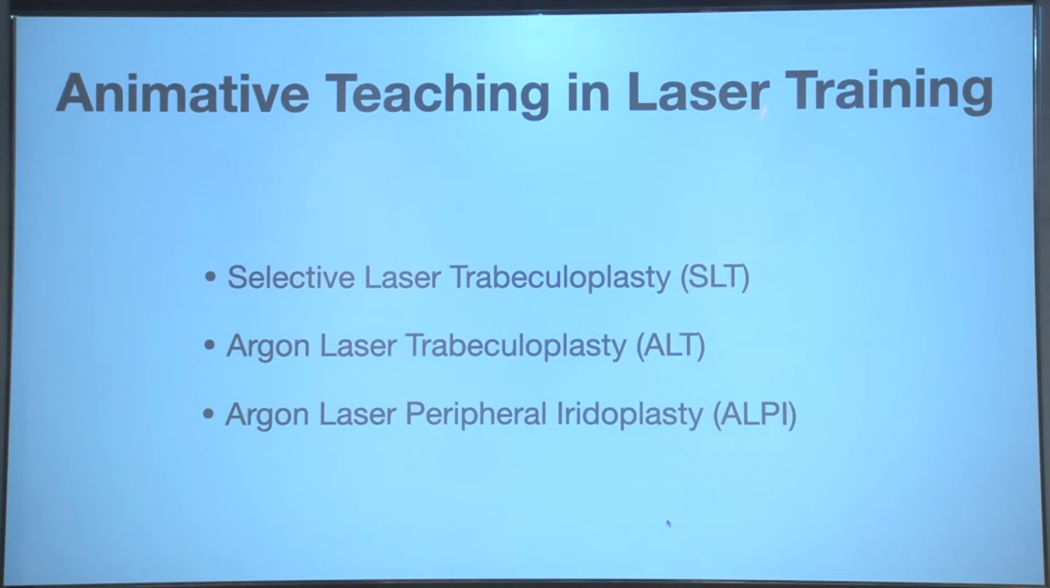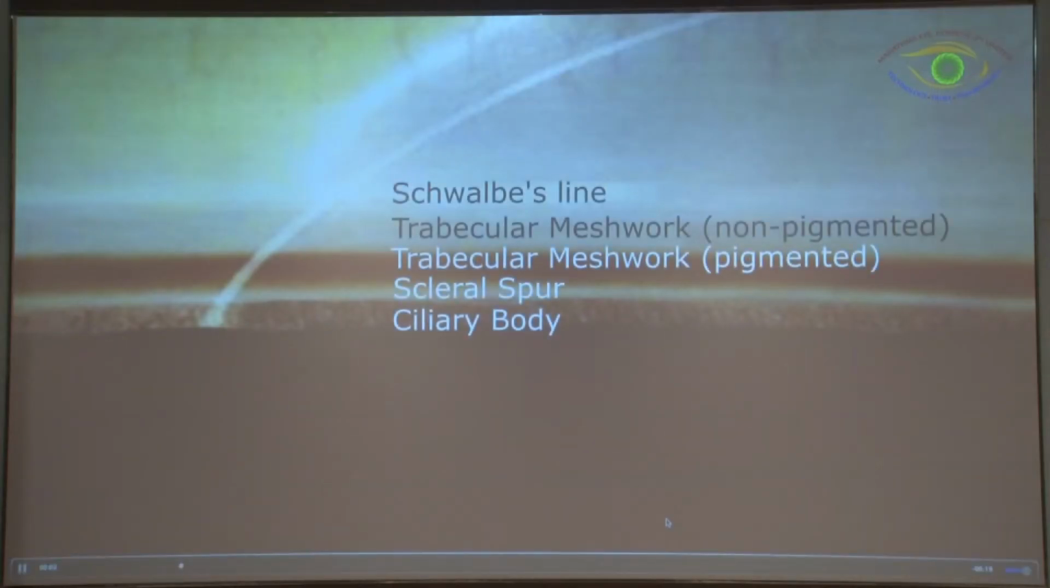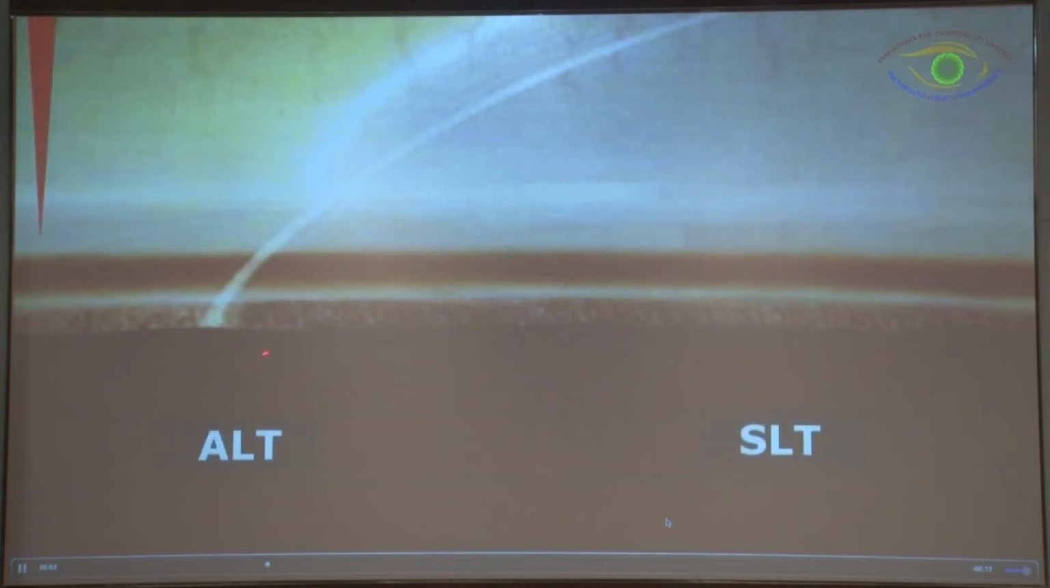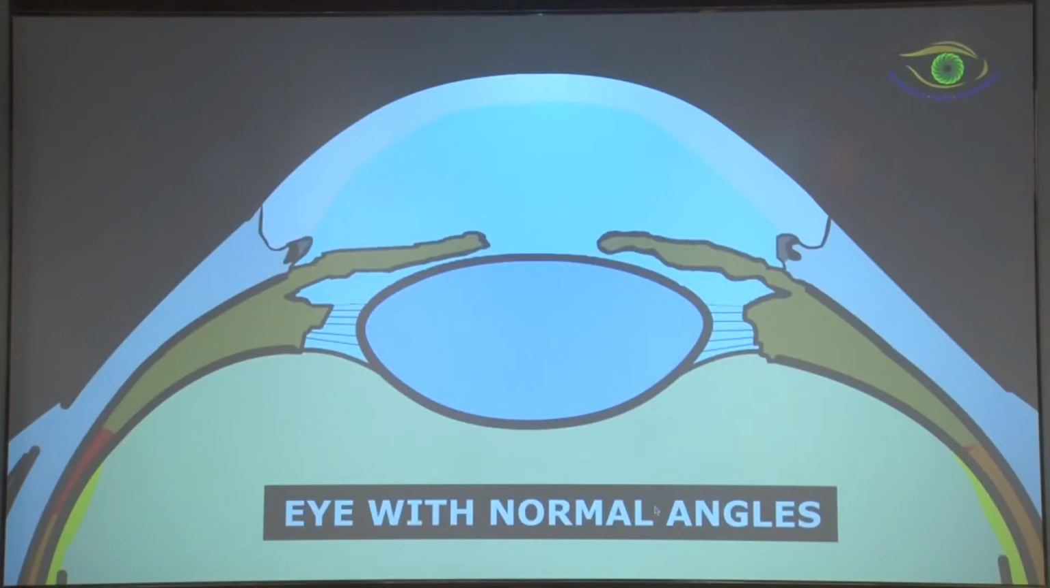To have laser animations here, you can see that procedures like SLT and ALT can be shown in simple animations where the spot size need not be mucked up. People who are doing their post graduation can be shown where the spot is placed between the pigmented trabecular meshwork and the non-pigmented trabecular meshwork. In SLT, obviously, the spot size is much bigger than the ALT spot size. So all these simple animations, and then the argon laser peripheral iridoplasty.